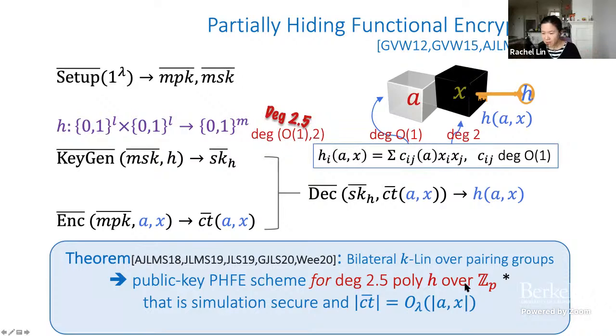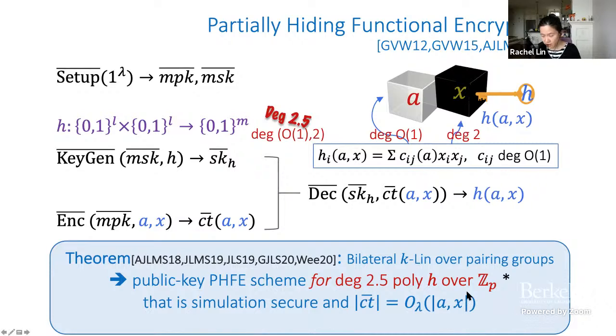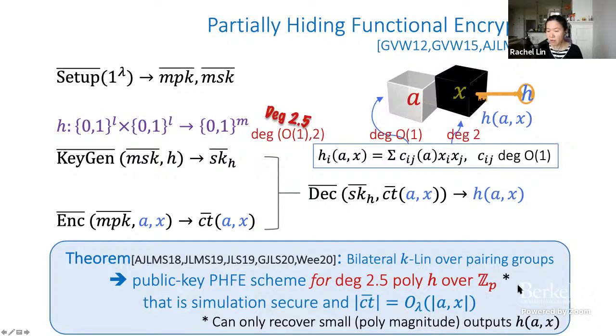There is a little bit of a star here that I need to explain. A caveat is that these schemes only have correctness when the output of this polynomial H is small. And what I mean by small is that it is polynomial in magnitude, though the polynomial magnitude is a lot smaller than the size of the modulus, which is sub-exponential. You can think of the modulus as sub-exponentially large.